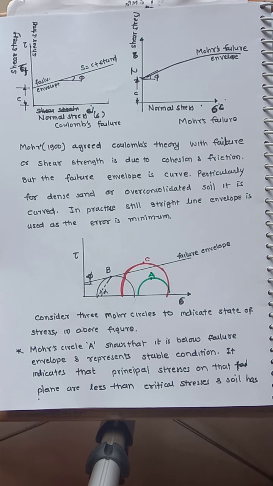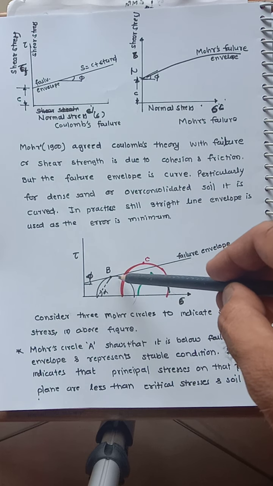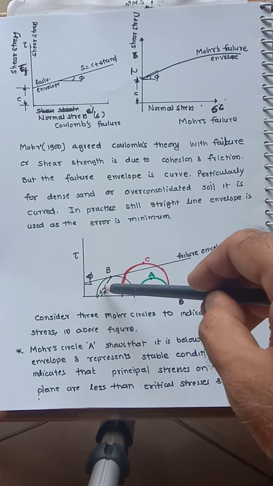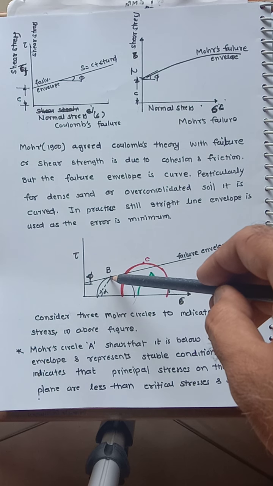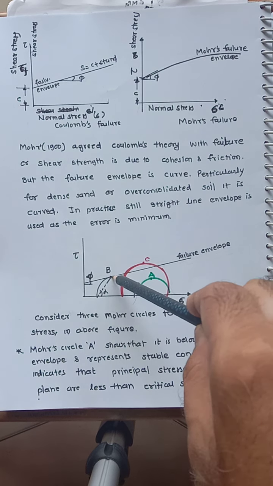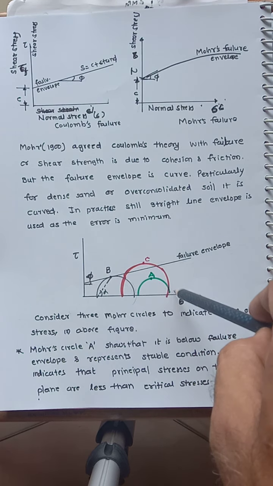So P indicates it is a condition. The soil is just on the verge of failure, and the failure plane is alpha. You can see this is the failure plane. Okay. So A is a stable condition, B is a limiting condition on the verge of failure. And what about the C?